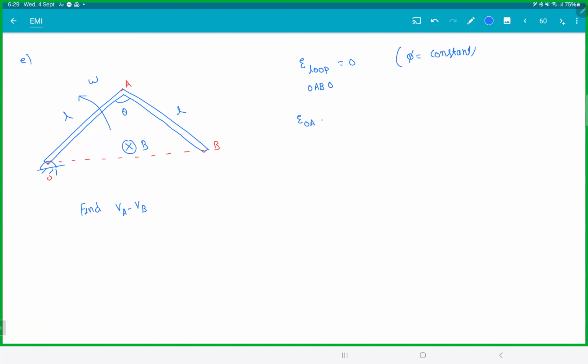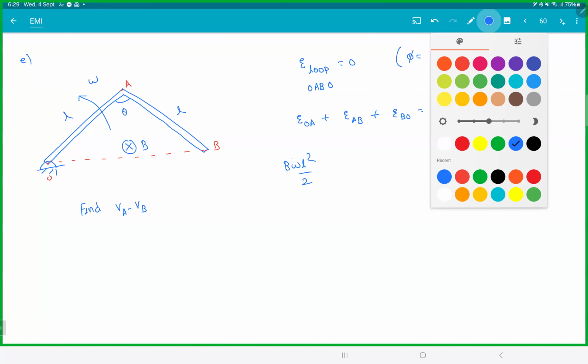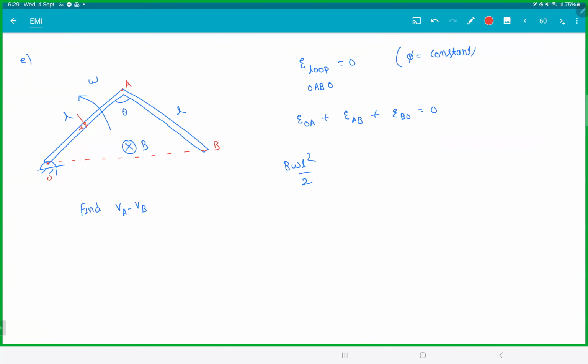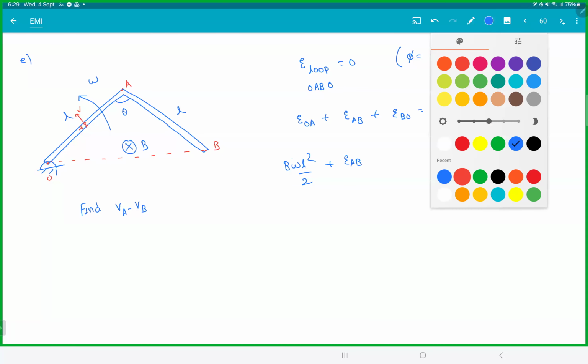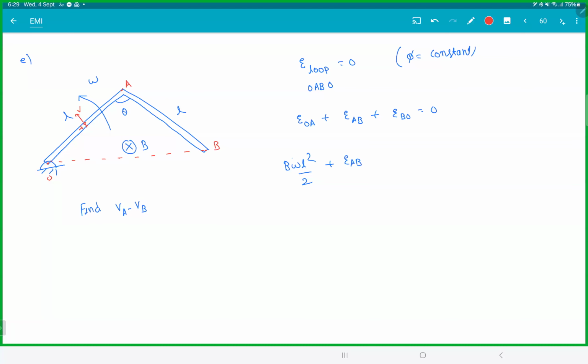That means EMF from O to A plus EMF from A to B plus EMF from B to O must be 0. So O to A will be how much? B omega L square by 2. Again, you have to be careful. If I put a plus charge Q here, it goes this way. So yeah, O is positive, plus EAB. Now, when you go from B to O, if you put a plus charge, O is positive. So this is actually minus B omega times the projected length, which will be how much? 2L sine theta by 2 cos square by 2, equal to 0.